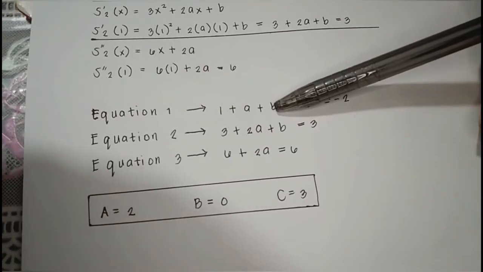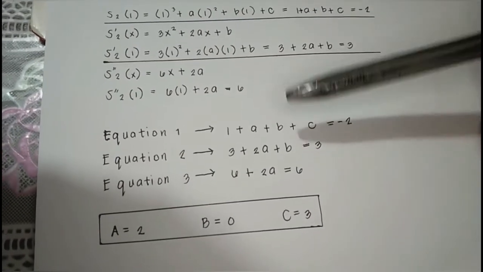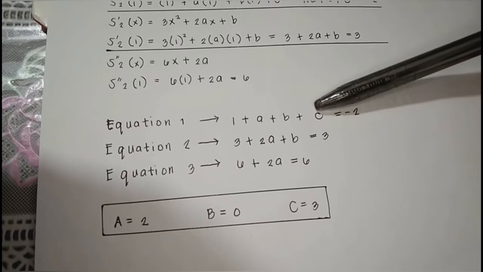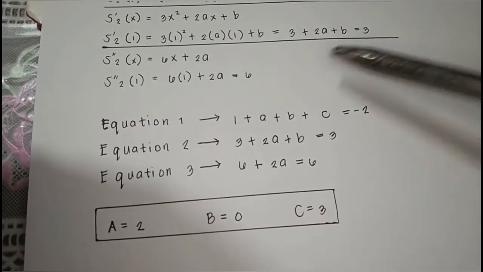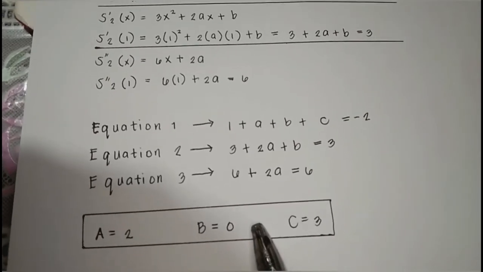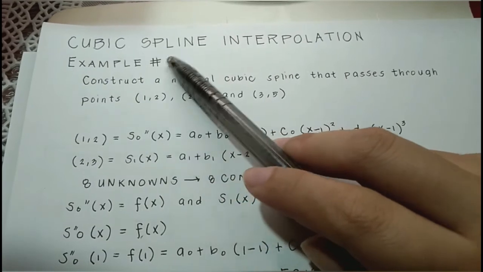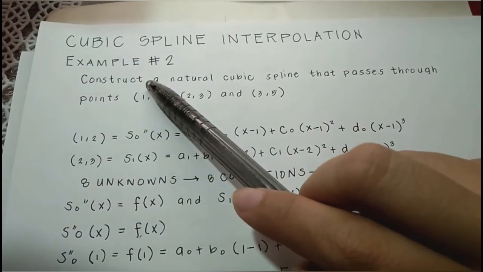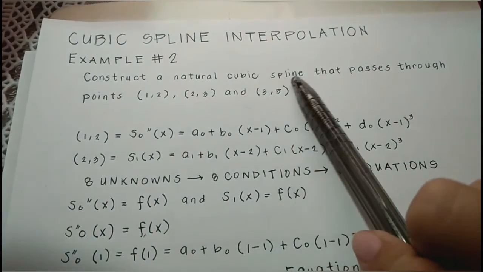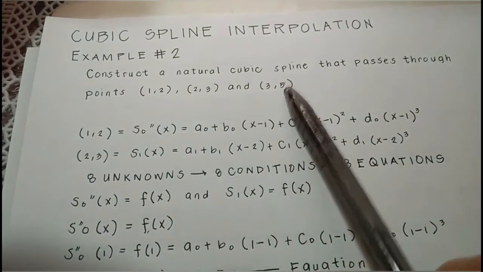So if we solve this in a calculator, for example in 991EX, you only need to press mode A1 and then 3 unknowns. So you will get a is equal to 2, b is equal to 0, and c is equal to 3. So here we have example number 2 of cubic spline interpolation. So construct a natural cubic spline that passes through points 1 and 2, 2 and 3, and 3 and 5.